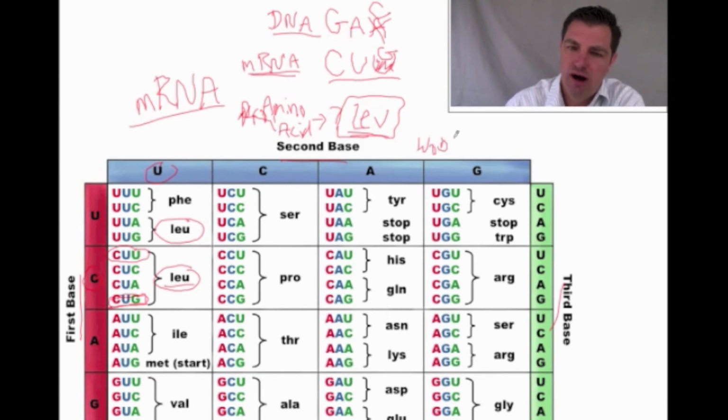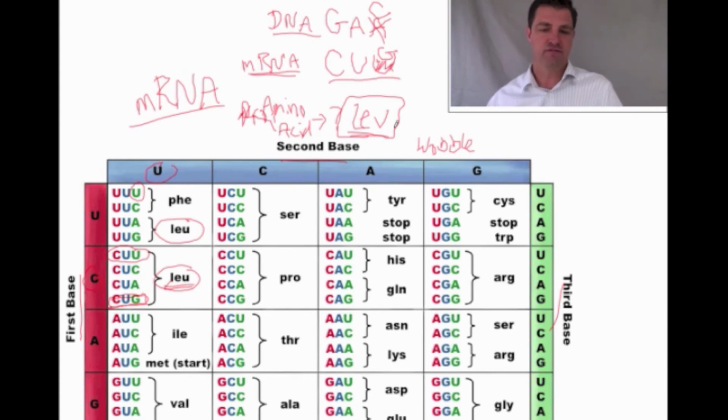So the idea of the wobble effect is that oftentimes that third nitrogenous base in that codon sequence, that third one, often if you change it, will still give you the right amino acid. And therefore, if you have the right amino acid, you still build the sequence correctly, and that's good because the protein probably will still function.